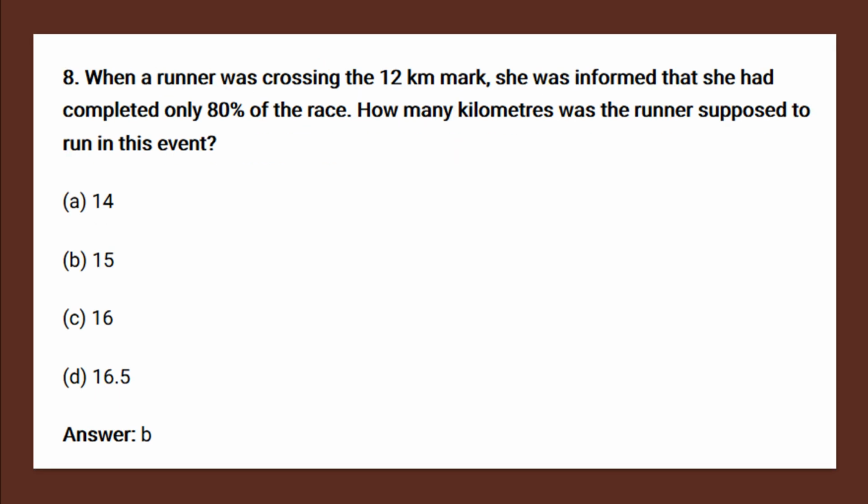Next question 8. When a runner was crossing the 12-kilometer mark, she was informed that she had completed only 80% of the race. How many kilometers was the runner supposed to run in this event? Option A 14, B 15, C 16, D 16.5. And the answer is option B 15.